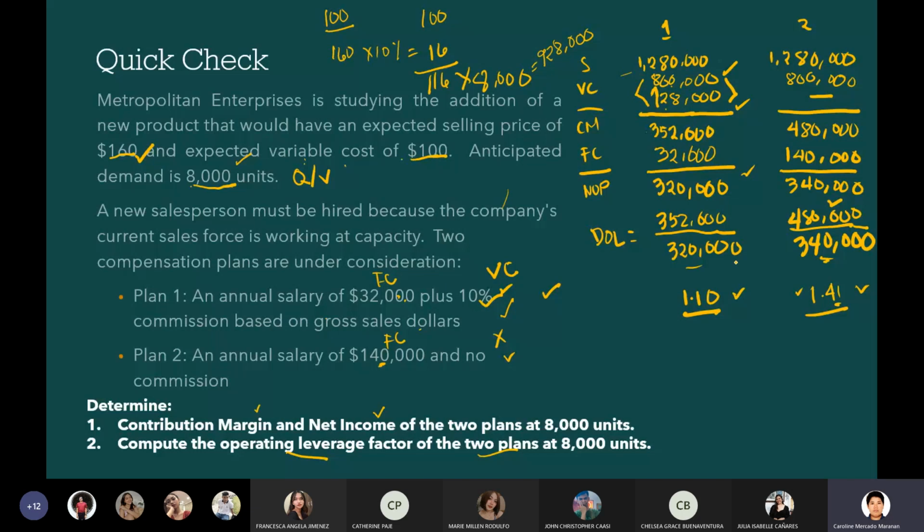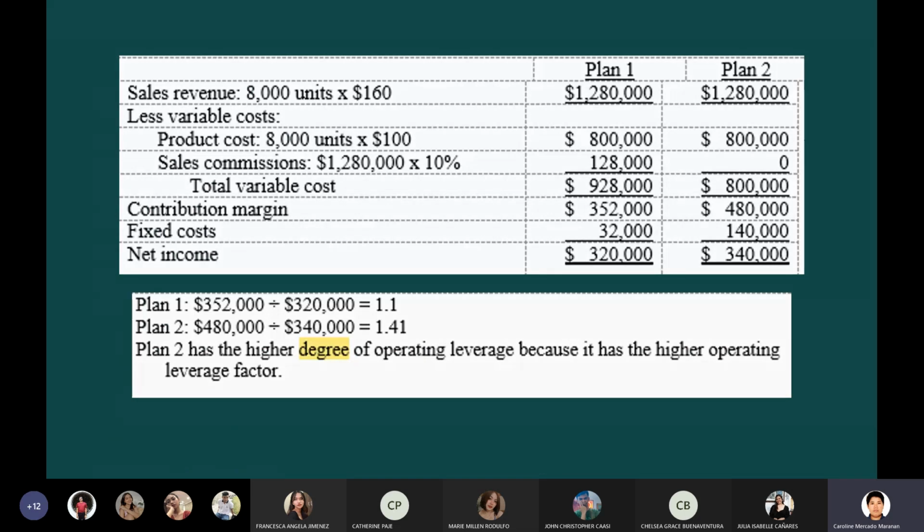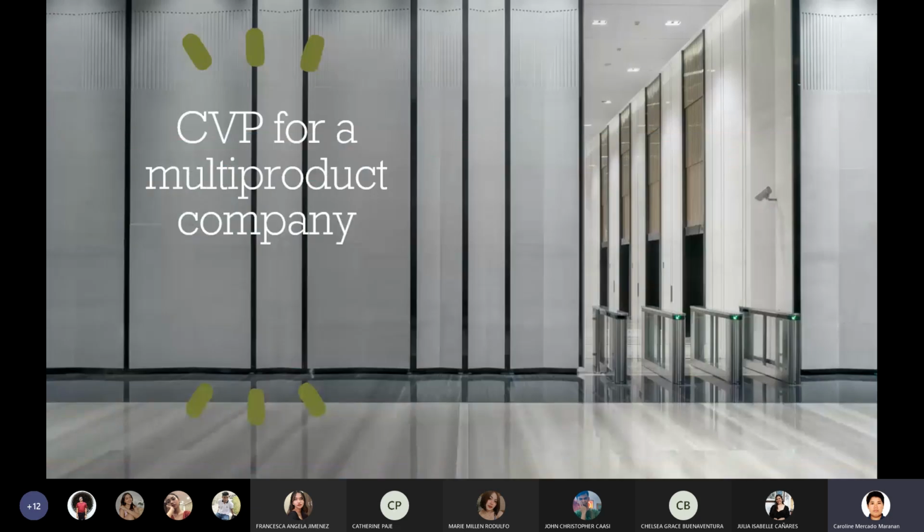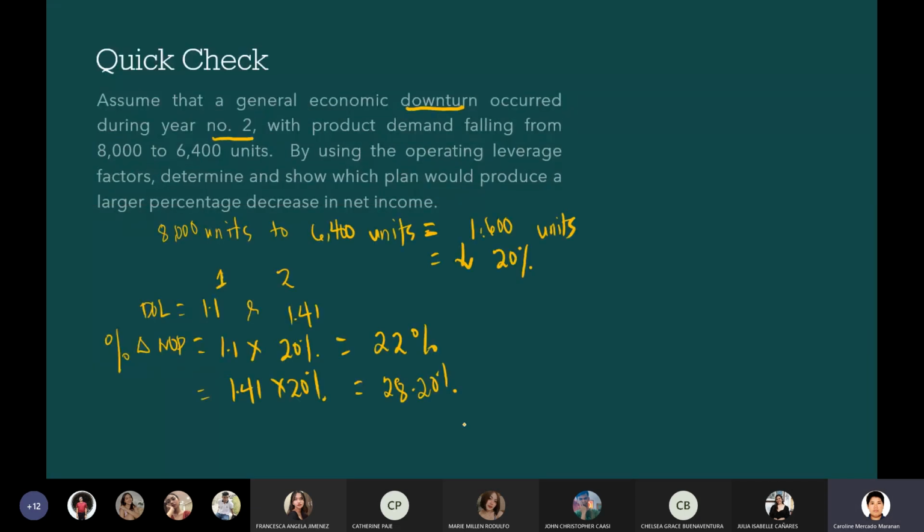This is because profitable ang company. But if you will look at this situation, nagkaroon ng downturn o bumaba yung sales from 8,000 to 6,400, alin ang plan na mas naapektuhan ang company? It is plan 2 because it is more volatile than plan 1. Volatile as to changes in sales. So malaki yung effect niya saan? Sa profit. Ito ang effect ng una ay 22% lang. Dito ang effect ay 28.20%.